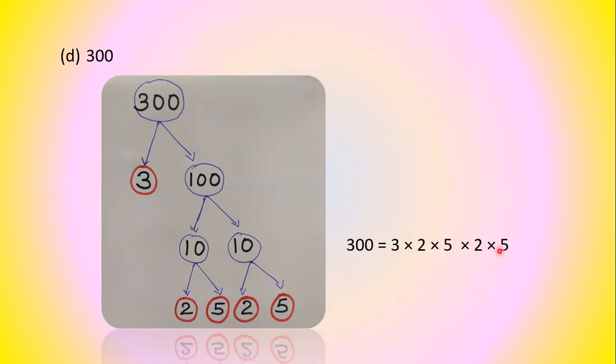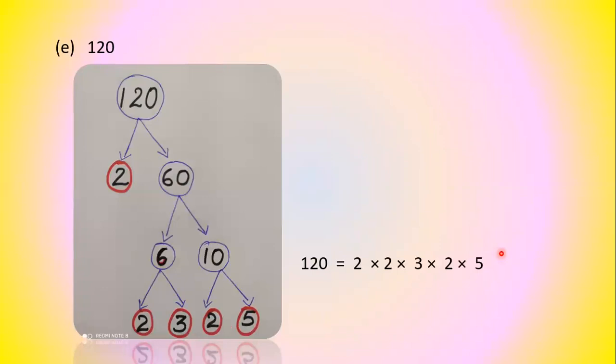We will multiply and check whether our answer is correct or not. 3 2s are 6. 6 5s are 30. 30 2s are 60. 60 5s are 300. That way you can check your answer also. Okay children, now we will move to the next question.